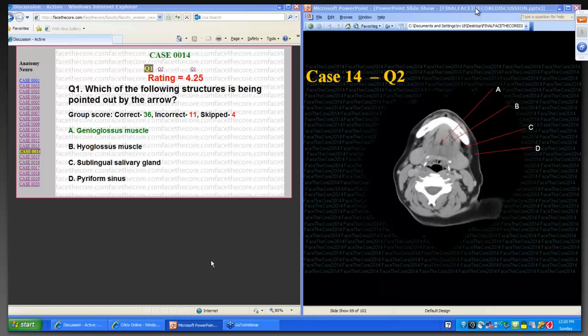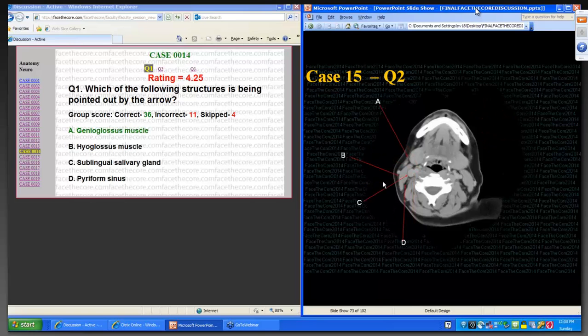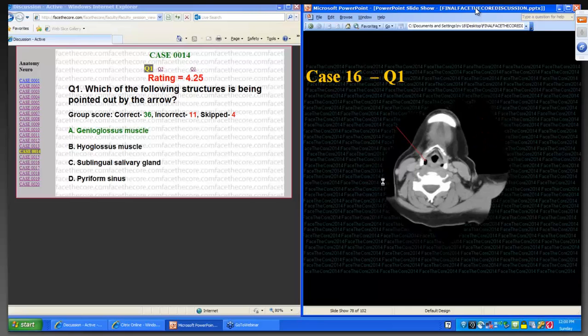So let's see. Is the thyroid cartilage at this level? Case 16, question 1. Yeah, we do see part of the thyroid lamina for a moment.